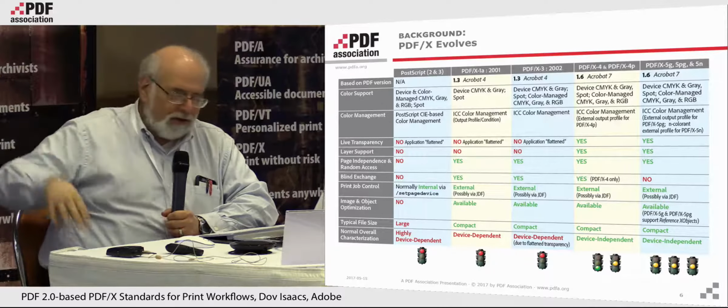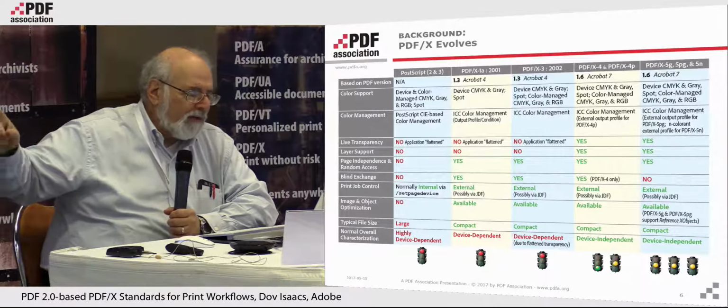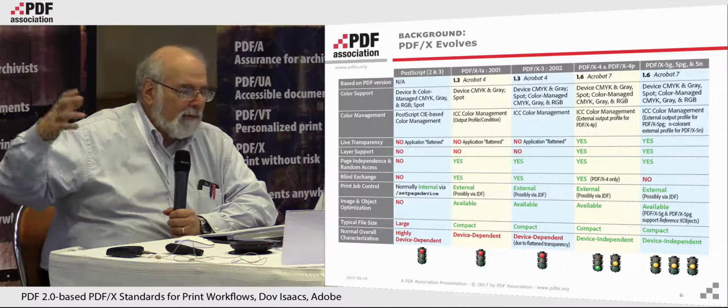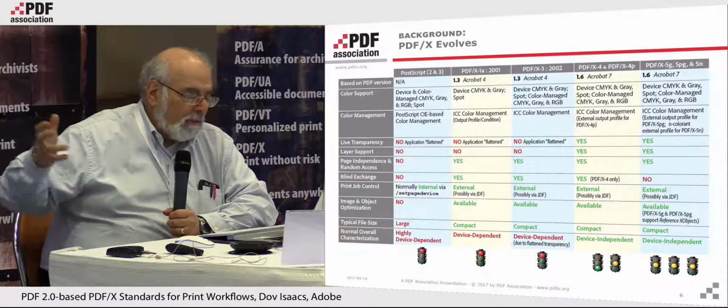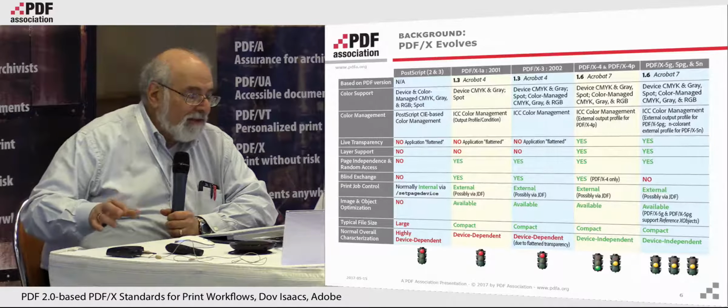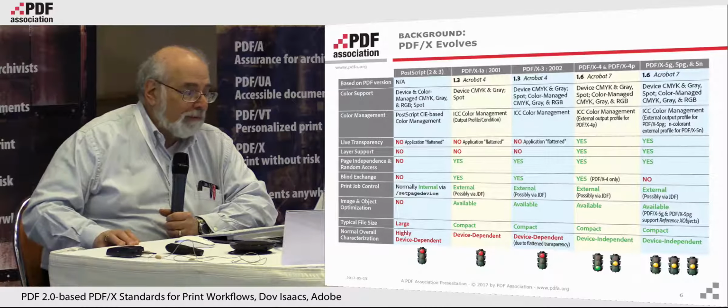of going from PostScript to PDF X4 and X5, how we evolved and the various features. What version of PDF it was based upon, what type of color support is in there, color management, whether it supports transparency, whether it supports layers, page-independent access. All PDF is page-independent access, which is good. Blind exchange, whether it's fully self-contained. Job control, how do you control the jobs?